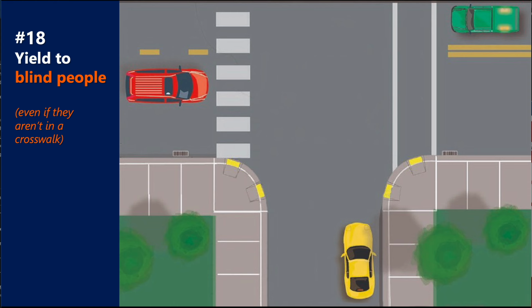Now, number 18, you're required to yield to blind people even if they aren't in a crosswalk. So whatever they're doing, if they're not in a crosswalk, you're required to yield to blind people.